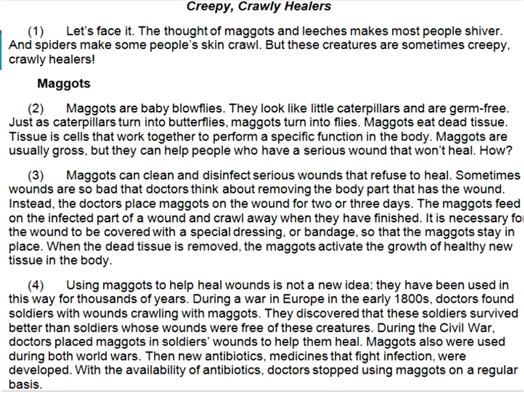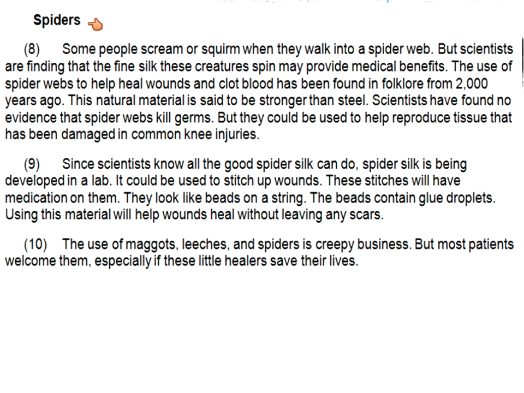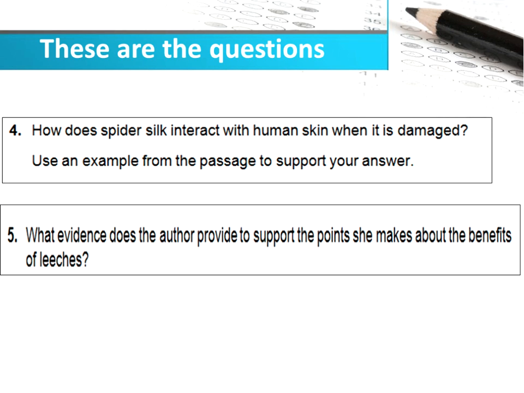a story that has the paragraphs listed out so that kids can easily see which paragraph they are referring to in reading a story. So here's the first page of this story. It goes on to talk about leeches, and then it goes on to talk about spiders. And so at the end of this particular assignment, it then goes on to talk about some questions.